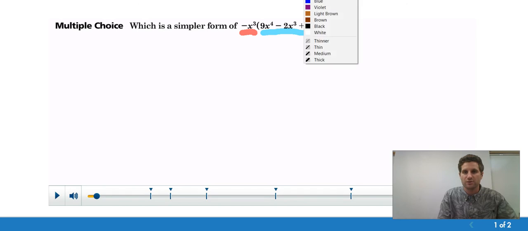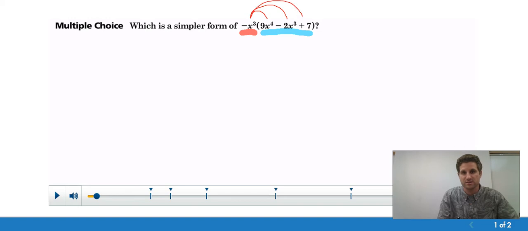So how do we do this? Well, it's similar to what we've done before in the past, and that is to just basically distribute. So we're going to multiply this to this, this to this, and this to this. And we've had some experience with exponents now. So this is actually a -1 times 9. So we're going to get a -9. x to the third times x to the fourth. When we multiply, our exponents are going to add, so we get x to the 7th. So that's our first term.